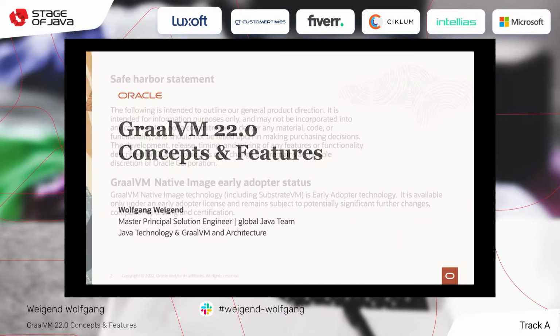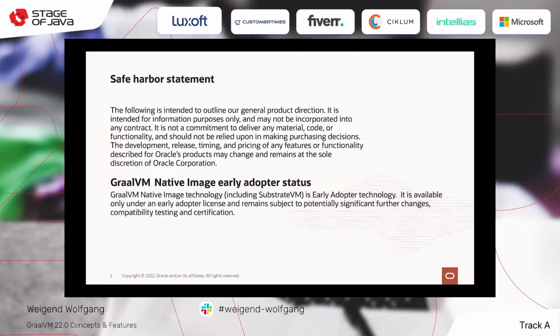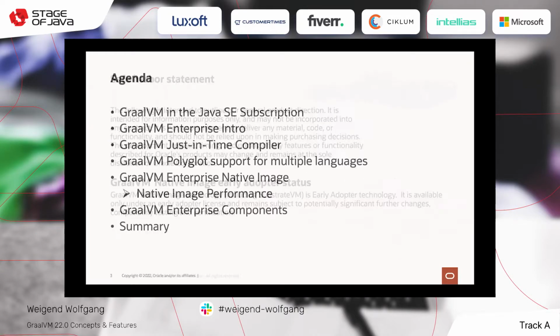The first part is the disclaimer here, the safe harbor statement. And you see GraalVM native image got an early adopter state, and this technology is supported by us, but it's mentioned here because the innovation is moving fast week by week, and this got the remarkable early adopter technology state, but it's supported for running the native image here.